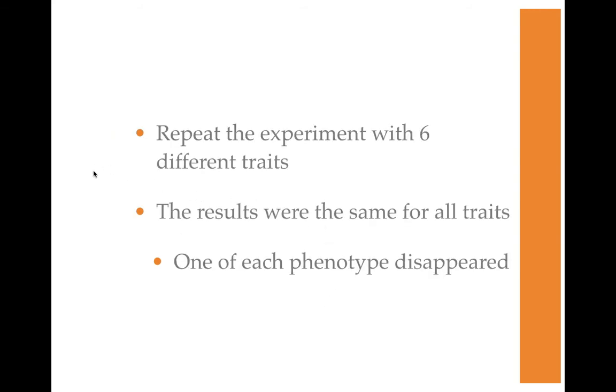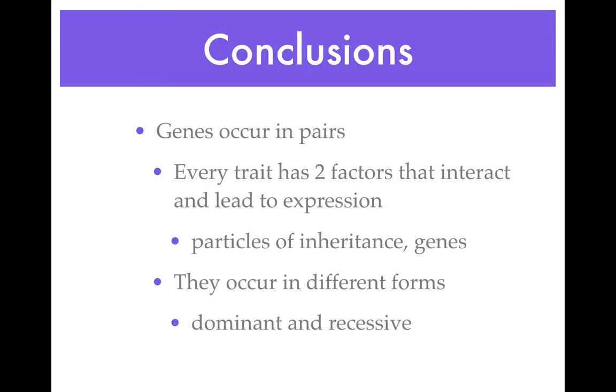He repeated that same experiment with 6 different traits. So he had 7 different traits that he could do monohybrid crosses with. The results were always the same. In the first generation, one of those 2 phenotypes disappeared. In the second generation, that phenotype came back in a 3-to-1 ratio to the other phenotype, which led him to the conclusion, as I told you earlier, genes occur in pairs. For every trait, we get a copy of the gene from our mom and a copy of the gene from our dad.